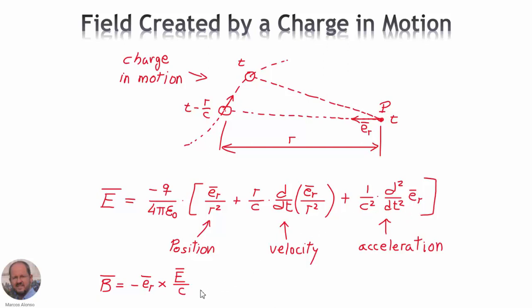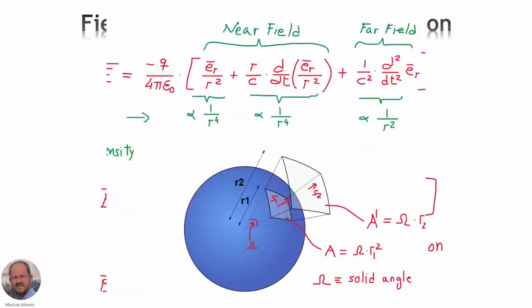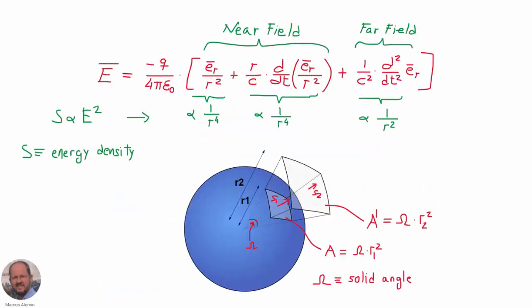Finally, if we are also interested in obtaining the value of the magnetic field, then we can use this expression here, which is the cross product of the unit position vector and the electric field divided by the speed of light. Now let's analyze this expression of the electric field carefully.